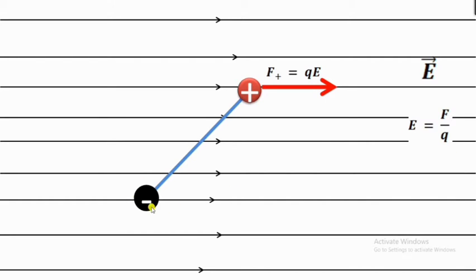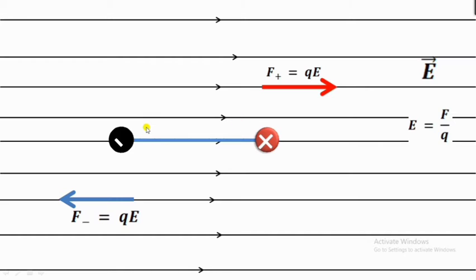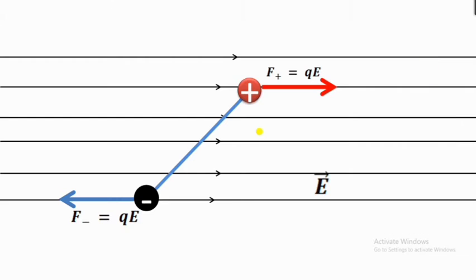Similarly there will be an attractive force on this negative charge, so the force on this will be towards the left. Now as you can see, these two forces are equal and directed along opposite directions, and the line of action of force is not the same. This force is going through this line and this force is going through this line, and these two forces form a couple and they try to rotate the dipole like this, and the dipole rotates and aligns itself with the electric field.